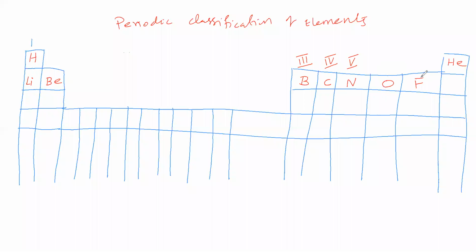Next element is fluorine. After fluorine, neon. Then atomic number 11, sodium. Atomic number 12, magnesium. Then atomic number 13, aluminum. Then silicon, phosphorus. Sulfur valence is 6, therefore it is coming under the sixth group. Chlorine valence shell contains 7 electrons, therefore it is coming under group number 7. This is group number 0, valence is 0.